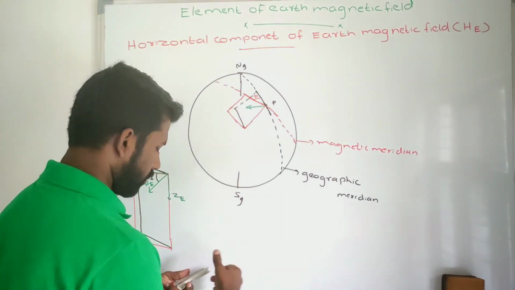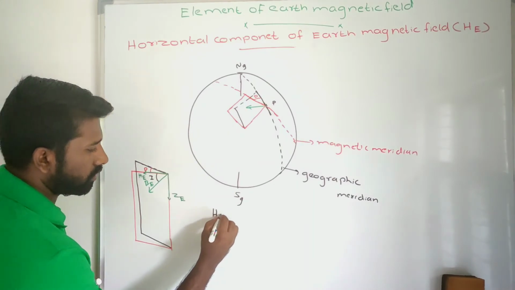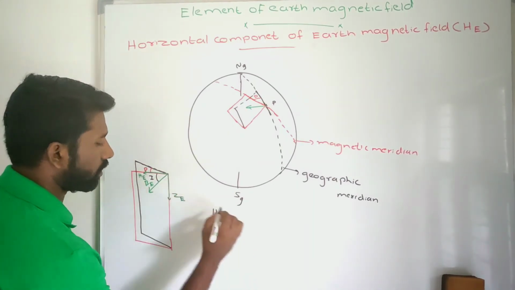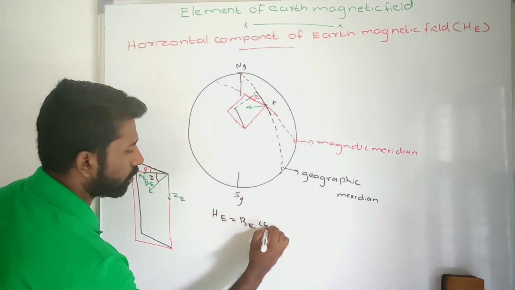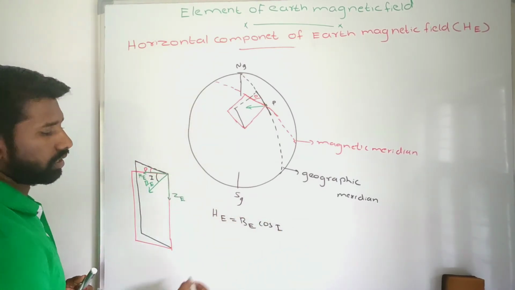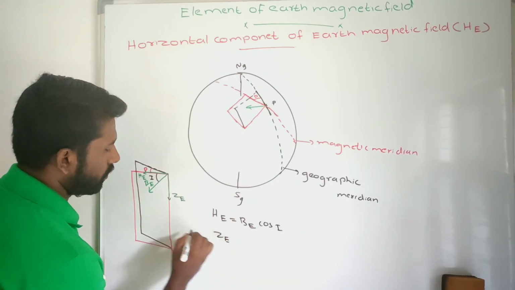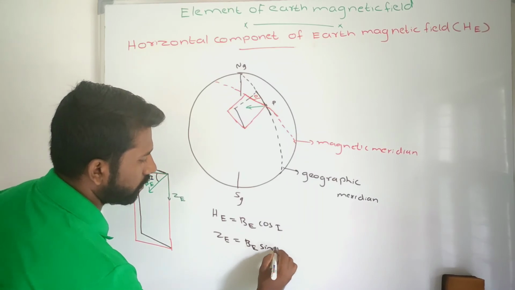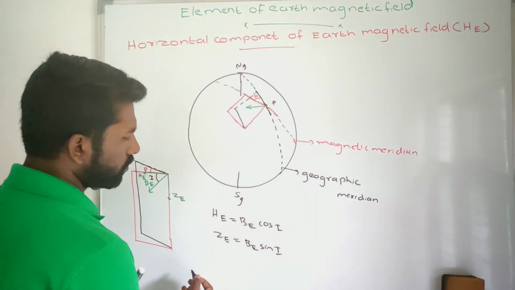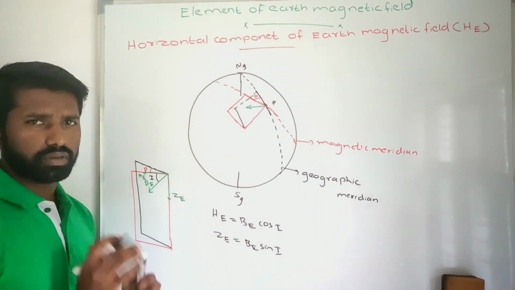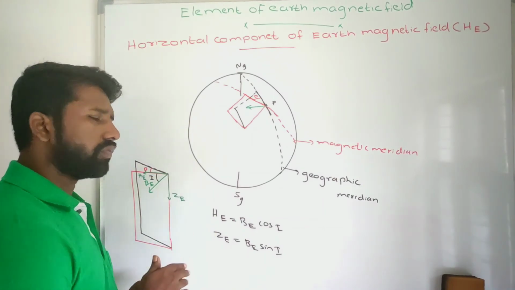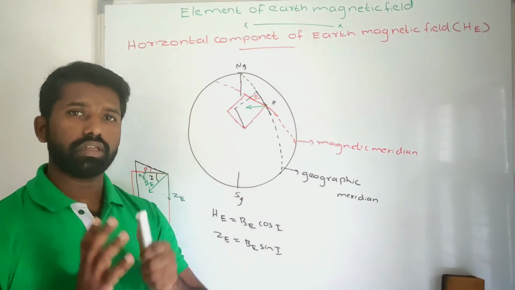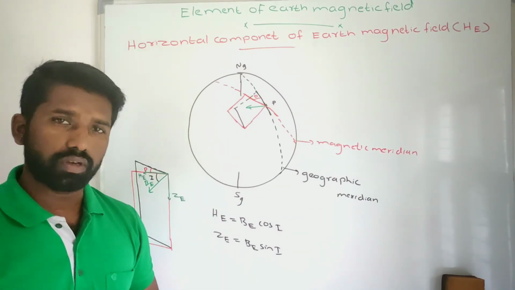Now you see, this HE is the horizontal component of the Earth's magnetic field, and we can write it as BE cos I, where I is the inclination. And what about the vertical component? The vertical component is equal to BE sin I. So now we got all the three elements of the Earth's magnetic field: the horizontal component, the declination, and the inclination.